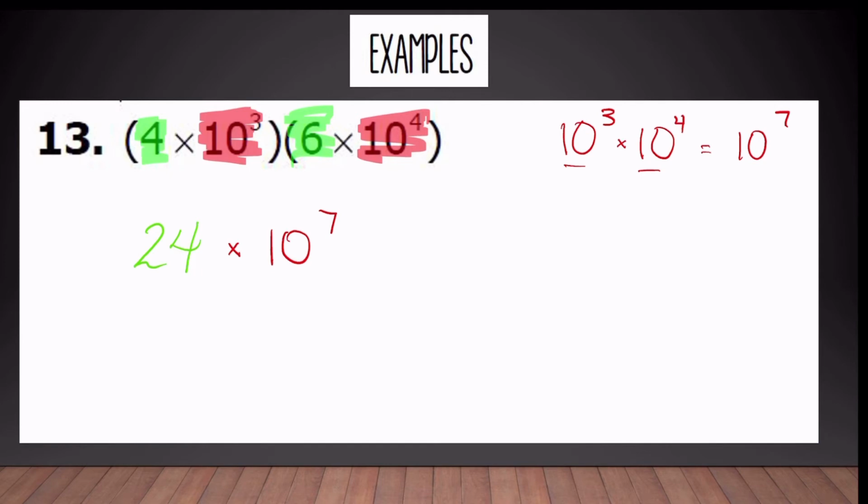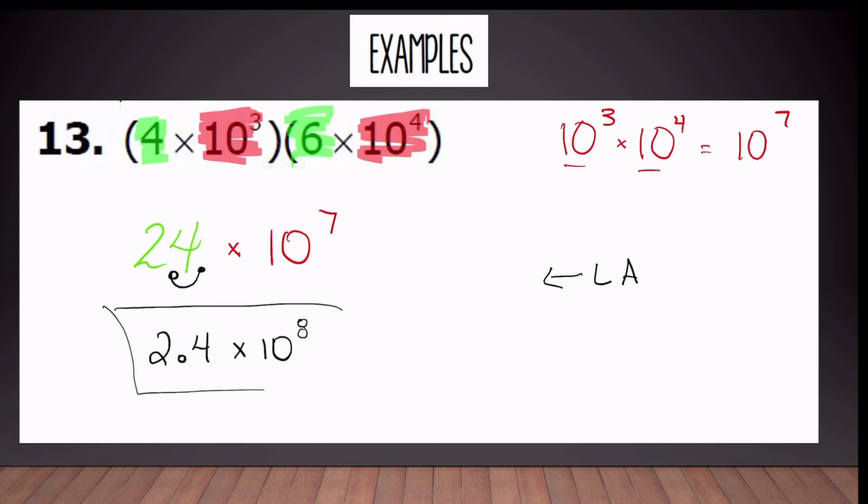Now, is this in scientific notation? No, it's not. Because right now my decimal's here. So I need to move it 1. I move to the left, so I add. So my final answer is 2.4 times 10 to the 8th. Yes, did I go through that quickly? But that's the positive of a pause button and a rewind button.